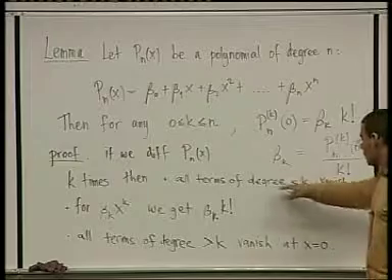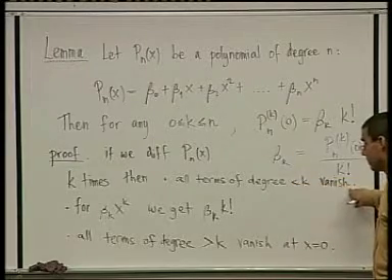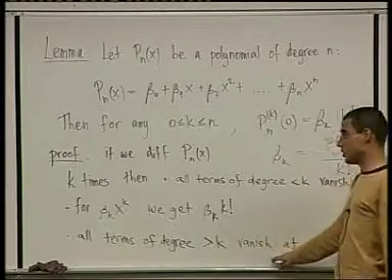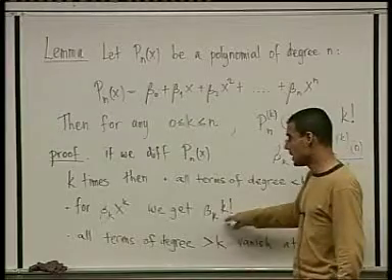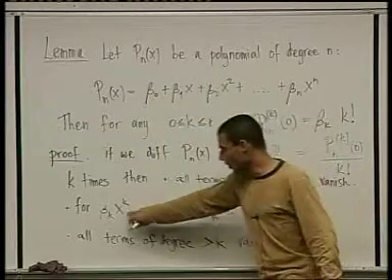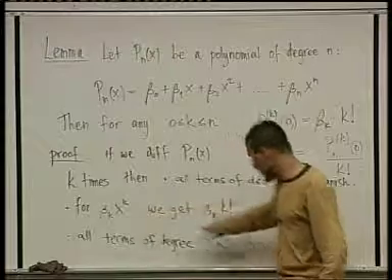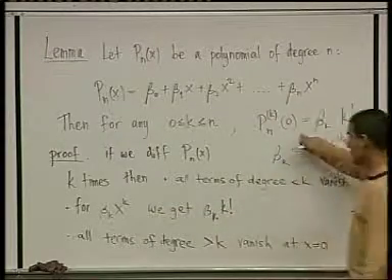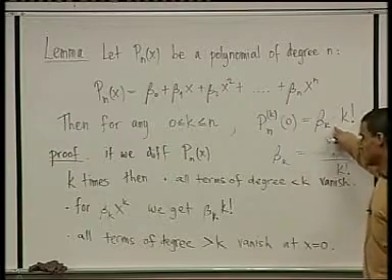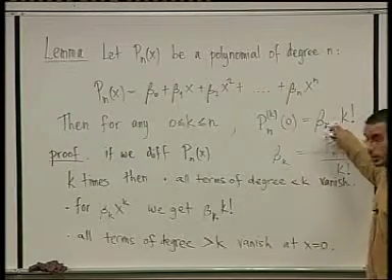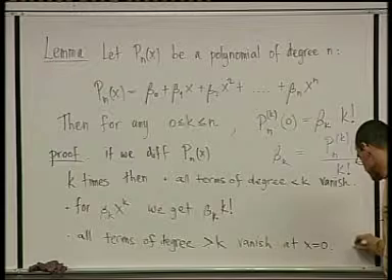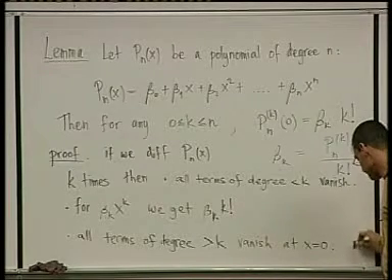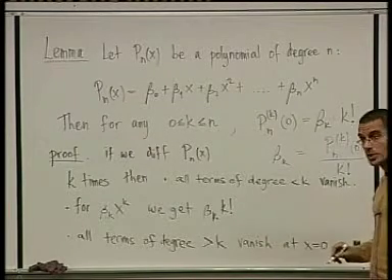So, terms of degree less than k vanish. Terms of degree greater than k vanish. The only thing that survives is this term precisely of degree k, and that's what we get after differentiating k times. So at 0, we get precisely this. Do you agree that this proves this lemma? Questions?